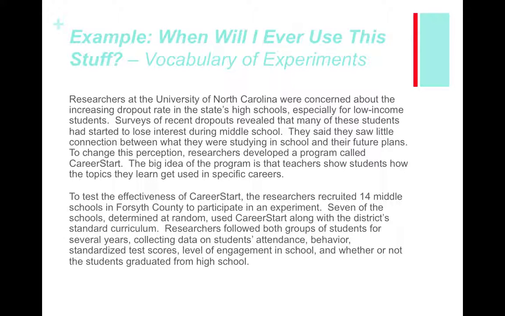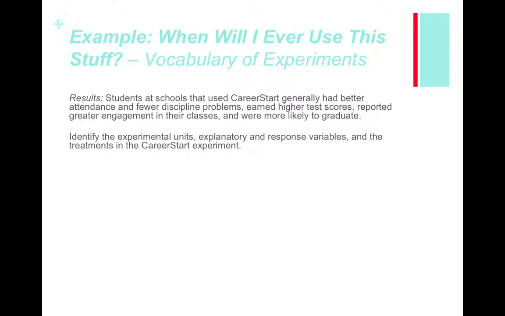Seven of the schools, determined at random, used Career Start along with the district's standard curriculum. Researchers followed both groups of students for several years, collecting data on students' attendance, behavior, standardized test scores, level of engagement in school, and whether or not the students graduated from high school. The results were that students at schools that used Career Start generally had better attendance and fewer discipline problems, earned higher test scores, reported greater engagement in their classes, and were more likely to graduate. Now we're going to identify the experimental units, the explanatory and response variables, as well as the treatments that were in the Career Start experiment.